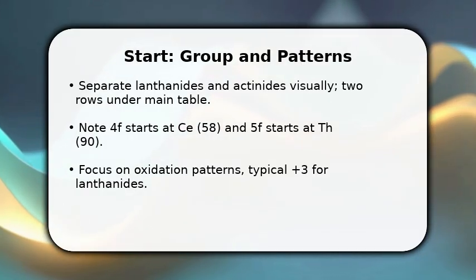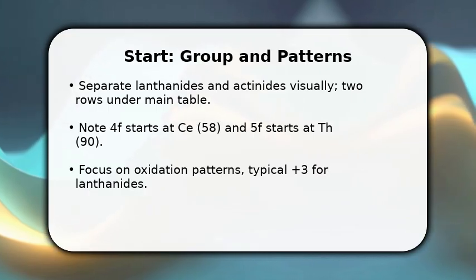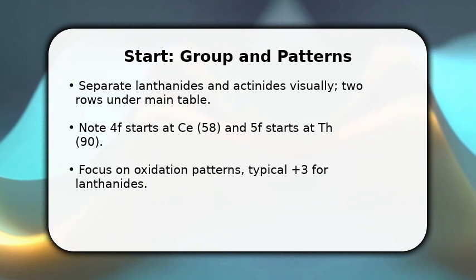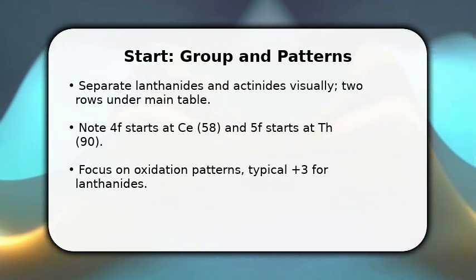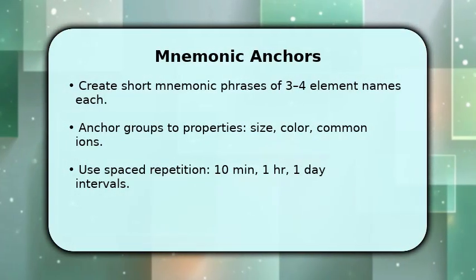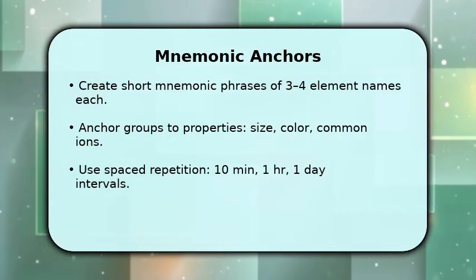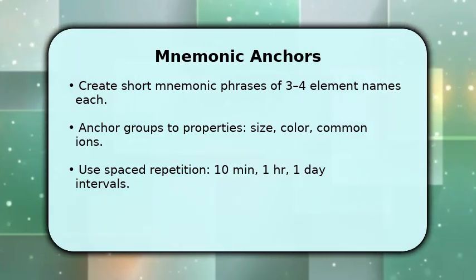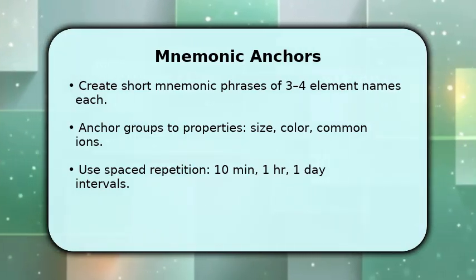Make sure to practice aloud and point to a table as you say names, linking sight, speech, and meaning speeds retention. You build mnemonic anchors next. Split the series into chunks of 3 or 4 elements and create vivid phrases tying names to properties. For example, link cerium, praseodymium, neodymium to a single image that includes ionic size shrinking across the row.